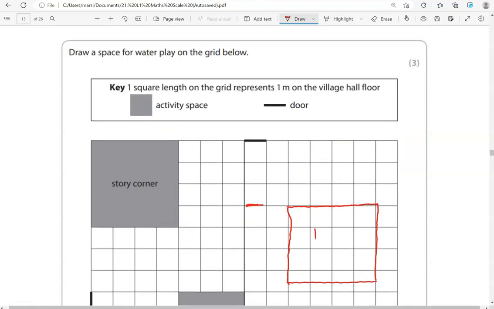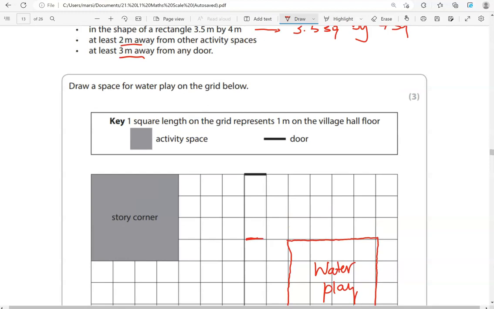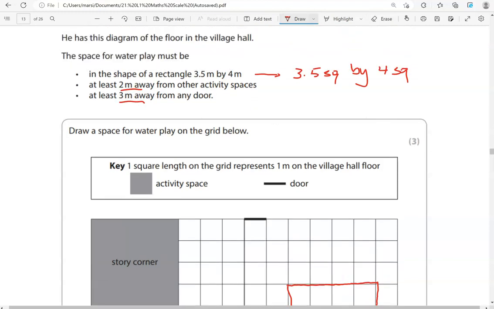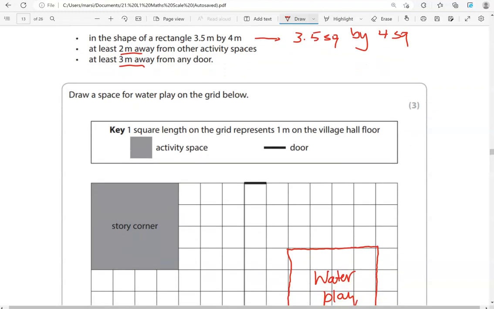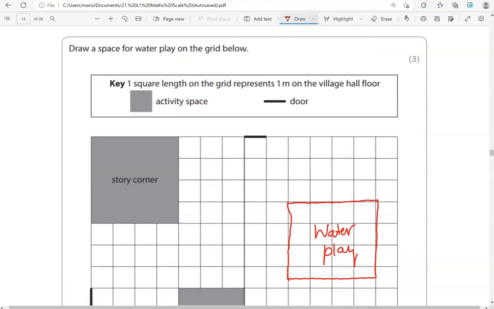So the water play can be put there, because we've met all the criteria. It is 3.5 by 4 square lengths. It's at least 2 meters away from other activity spaces, and it's at least 3 meters away from any door.